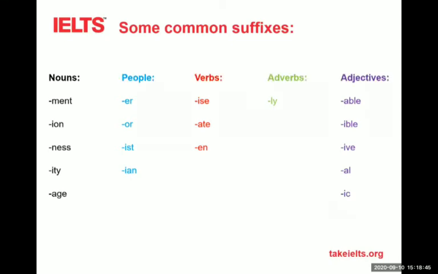Okay, so there we go. There are the titles for the columns. So the first is nouns, the second people, the third verbs, the green adverbs, and the purple adjectives. Can you tell me a noun ending in ment? Pop it into the chat box. Movement, very good, Prashant. Government, very nice. Involvement, good.